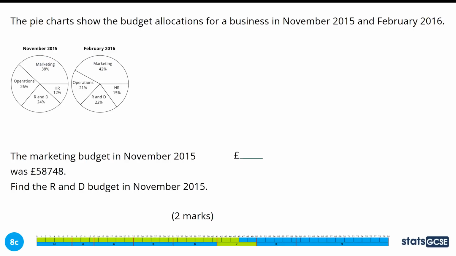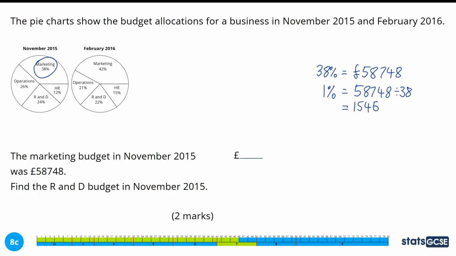The marketing budget in November 2015 was £58,748. Find the R&D budget in November 2015. The marketing budget was 38%, so we're saying that 38% is going to equal 58,748. Therefore 1% will be this 58,748 divided by 38, which is 1,546, and we're looking for the R&D budget, which is 24%. So we're looking for 24%.